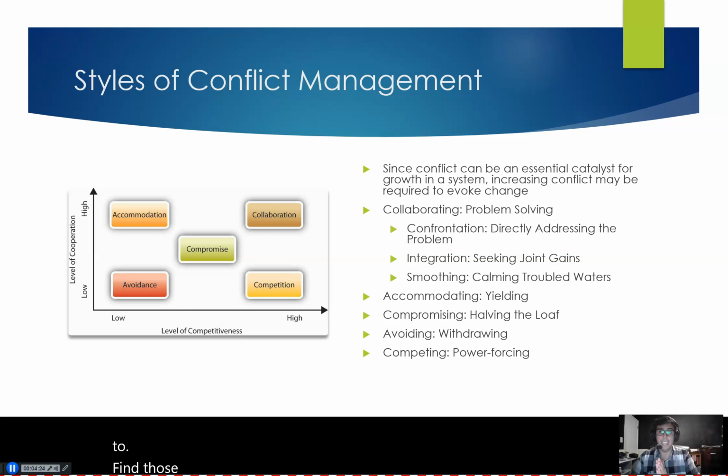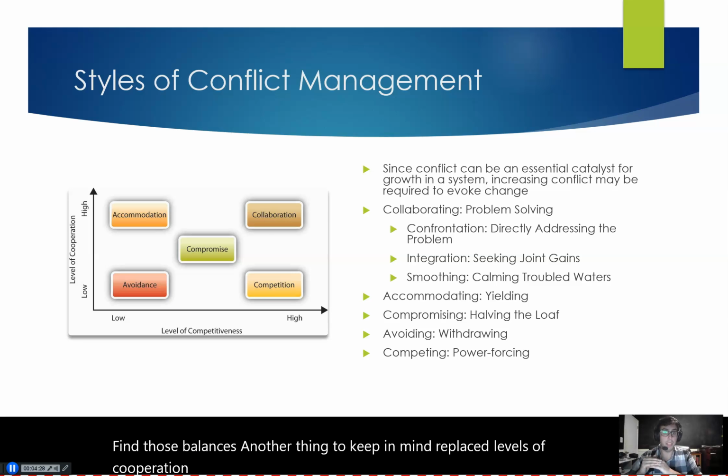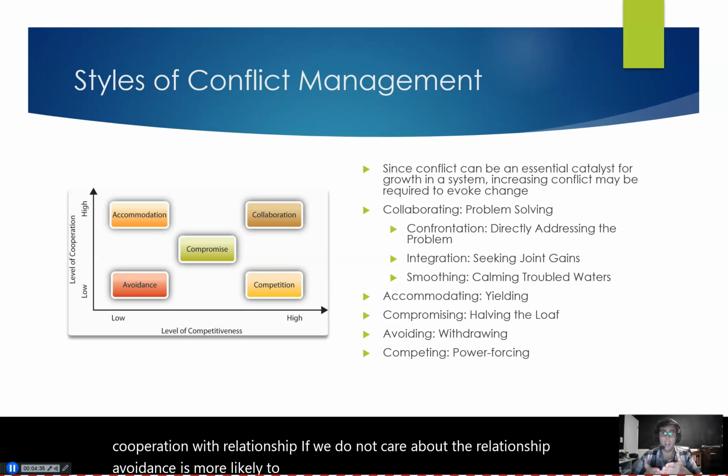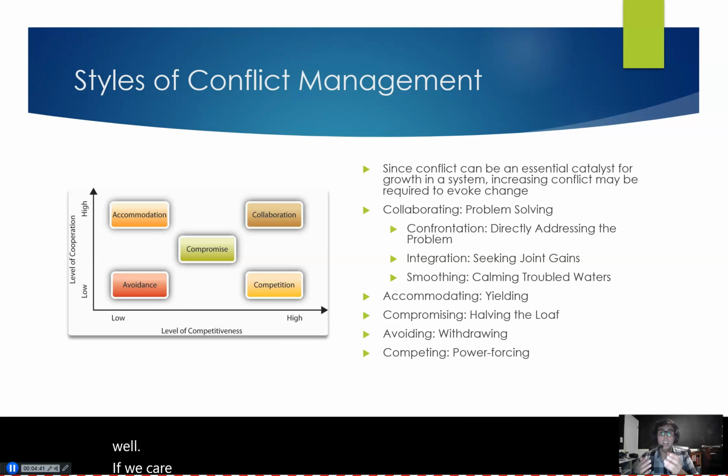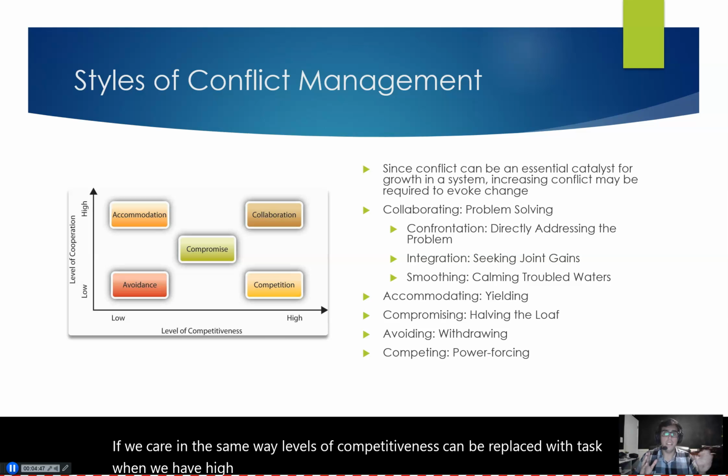Another thing to keep in mind, replace levels of cooperation with relationship. If we do not care about the relationship, avoidance is more likely to occur if we are of low levels of competitiveness as well. If we care, in the same way, levels of competitiveness can be replaced with task. When we have high task concern, then we have competition and collaboration.